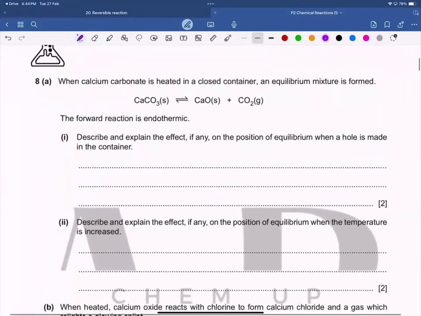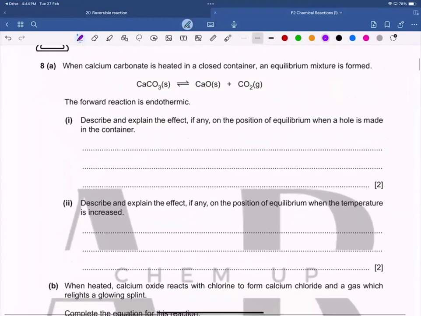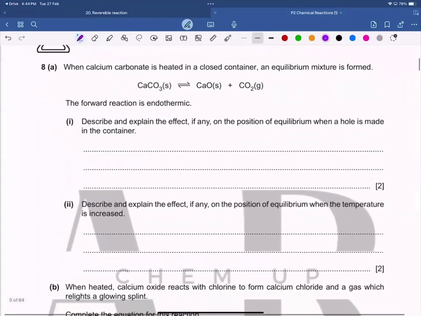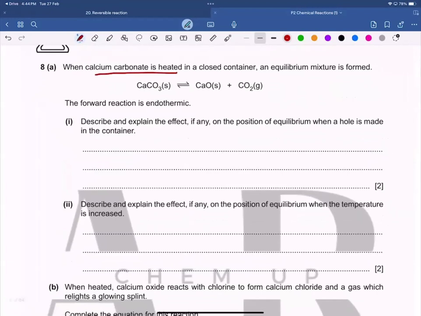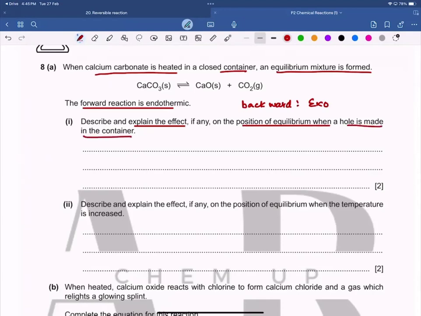Now have a look at this one. When calcium carbonate is heated in a closed container, an equilibrium mixture is formed. Again, they have told you the forward reaction is endothermic. If forward reaction is endothermic, it means the backward reaction would be exothermic. Describe and explain the effect, if any, on the position of equilibrium when a hole is made in the container.